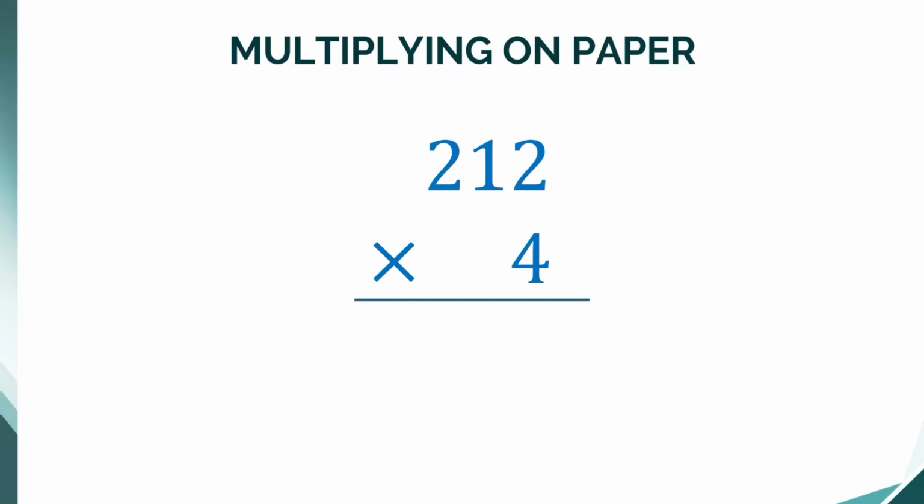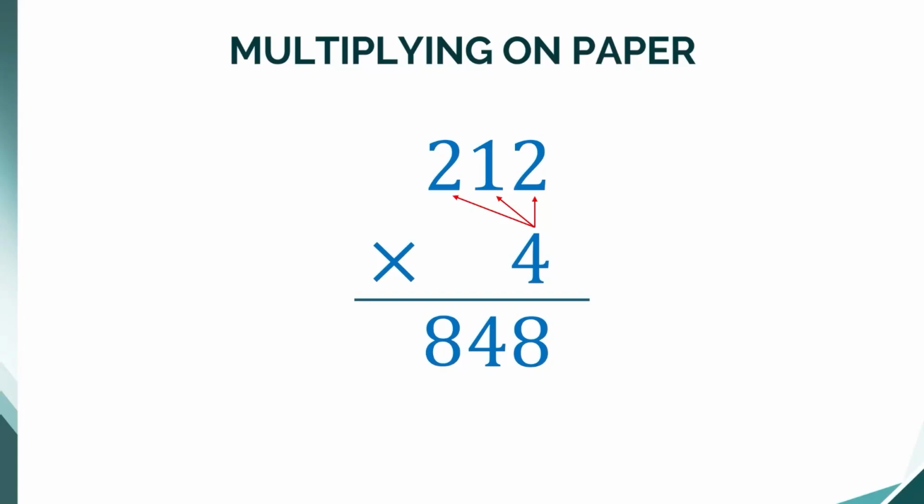The first thing you want to do is the relationship between the 4 and the 2. So what is 4 times 2? It is 8. So we put the 8 there. You then want to do the relationship of the 4 and the 1. What is 4 times 1? It is 4. So you put the 4 down there. And then finally, you want to do the relationship between the 4 and the 2. 4 times 2 is 8.